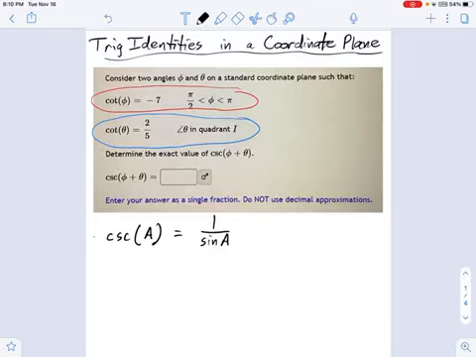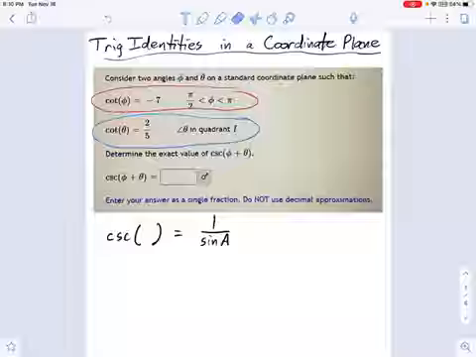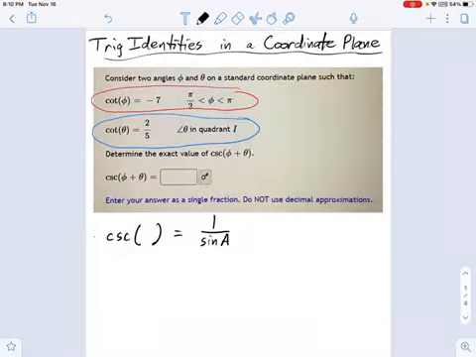Now, if that's true, who cares if A is called A, or maybe it's called phi plus theta, right? If it's phi plus theta, no problem, just replace it in both places. And you'll see if we can figure out sine of phi plus theta, all we have to do is flip that fraction around and we have cosecant of phi plus theta. So let's go ahead and start doing that.